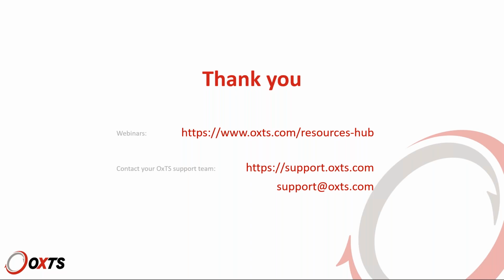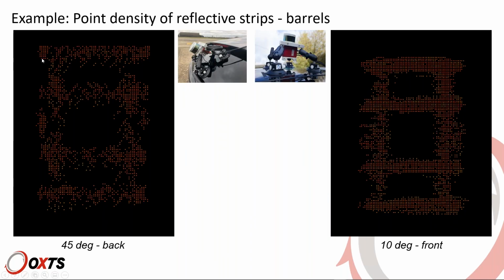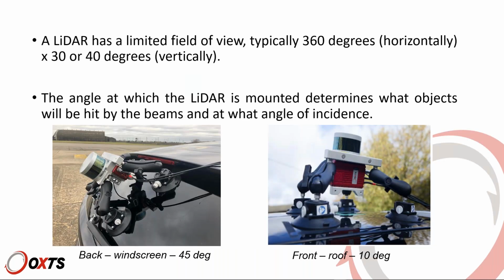The question is: the 45-degree angle on the back of the car, is the 45 degrees relative to the ground or something else? Yes, in that case, let me see if I can go back to the image. Here we go. Yes, that is relative to the level, so to the horizontal. That is about 45 degrees.